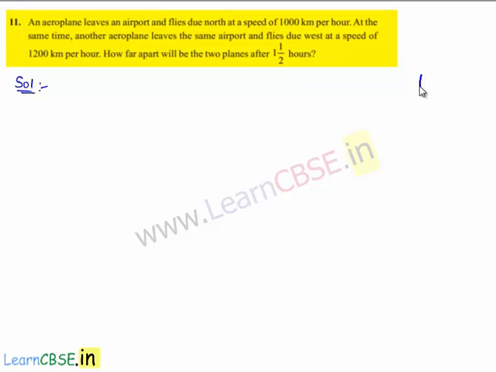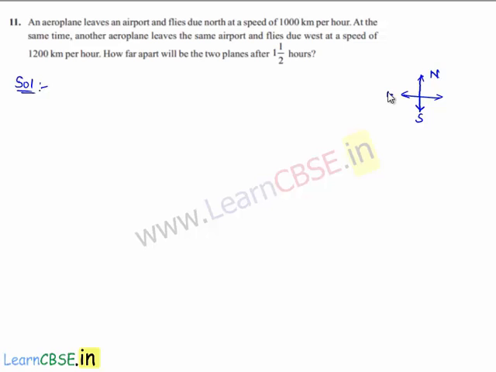Let us note down the directions, that is north, south, west, east. He says that the first aeroplane has flown due north. So from the common point O, let us assume that aeroplane A has flown a certain distance in 1.5 hours with a speed of 1000 km per hour.